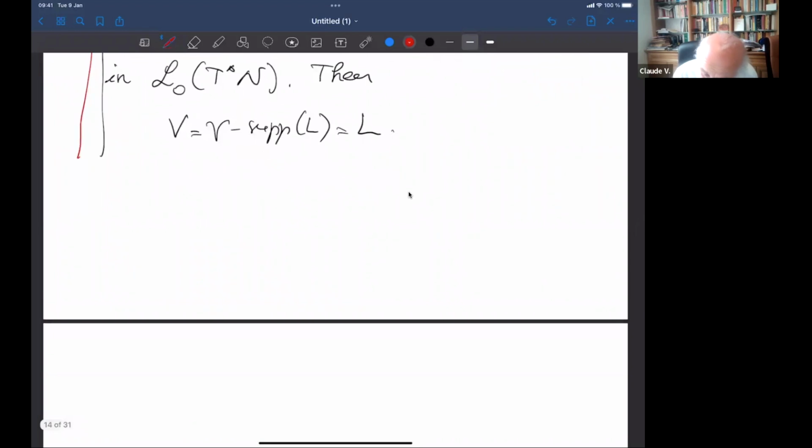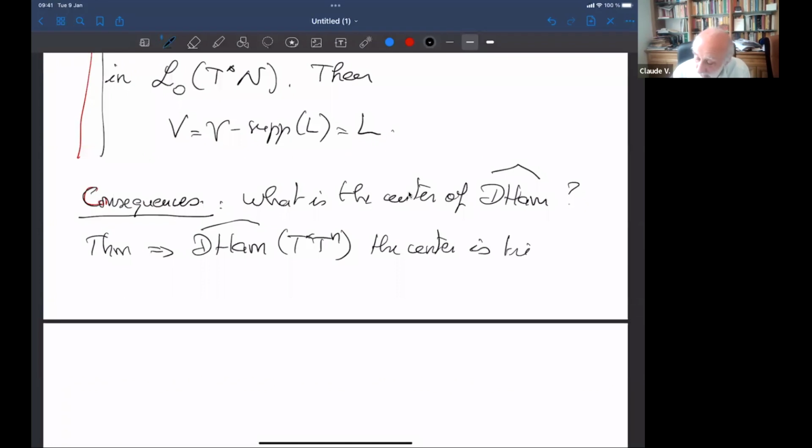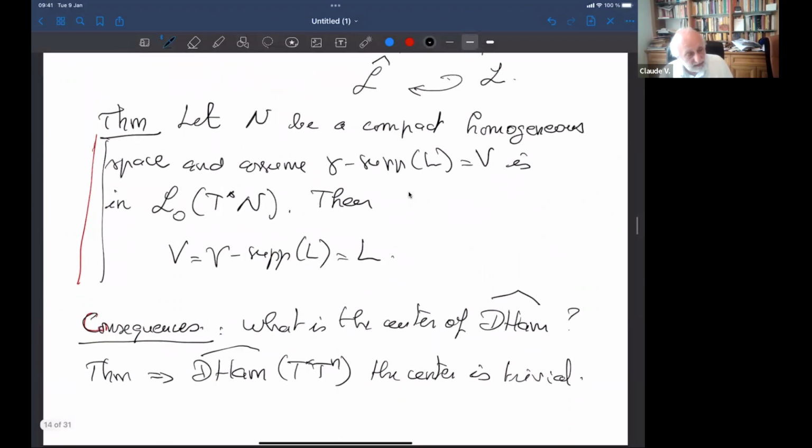So this also has a number of consequences. For example, one question which is not completely obvious is: what is the center of the Ham hat? The theorem implies at least that for d Ham hat of T star Tn, the center is trivial. I expect that this should always be true, but I can only prove it in this setting.